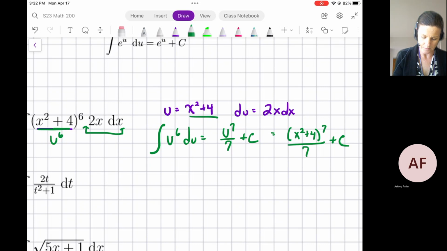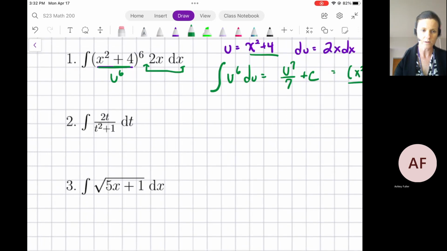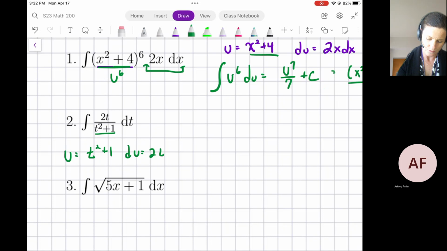Likewise, on this next example, we're going to follow the same process. We want to choose a u value. Typically, again, we want to look for the highest power, so we are going to choose u to be t squared plus 1, and then taking the derivative of u, we get 2t dt.